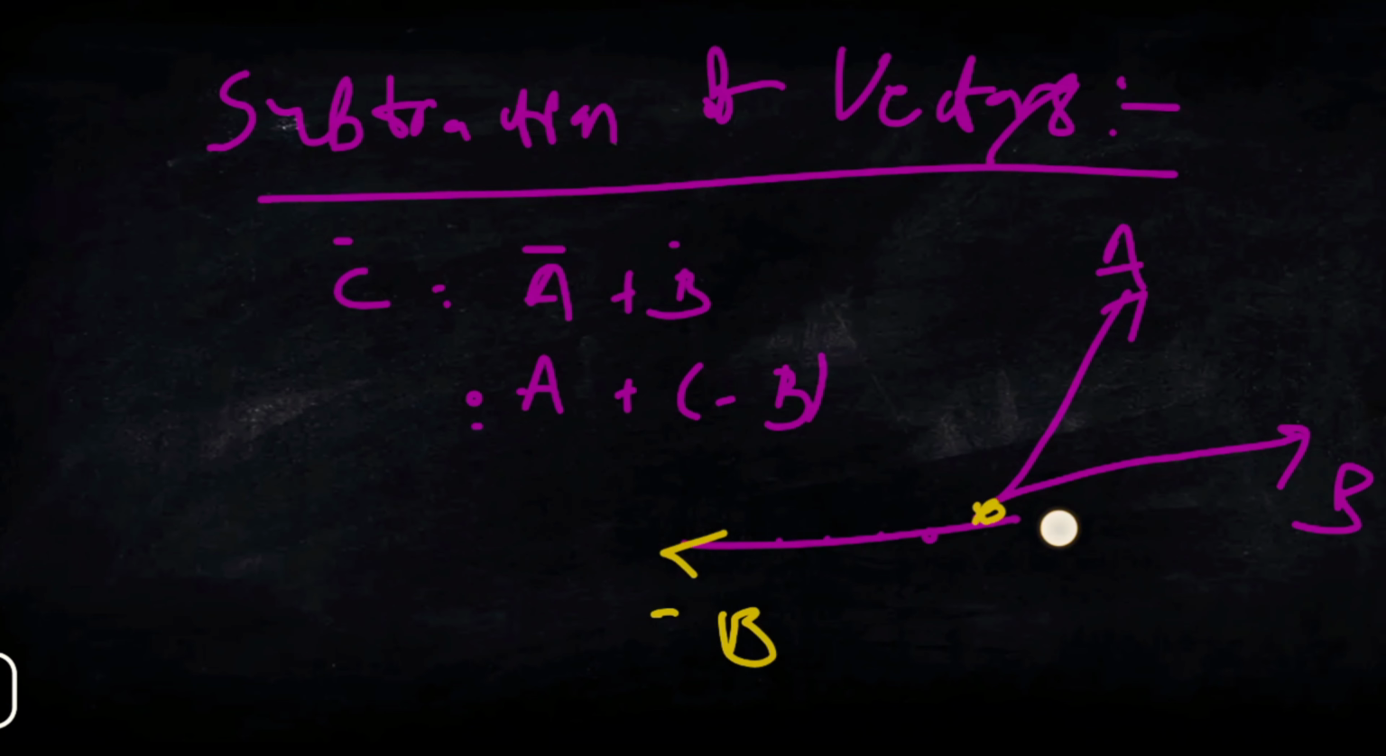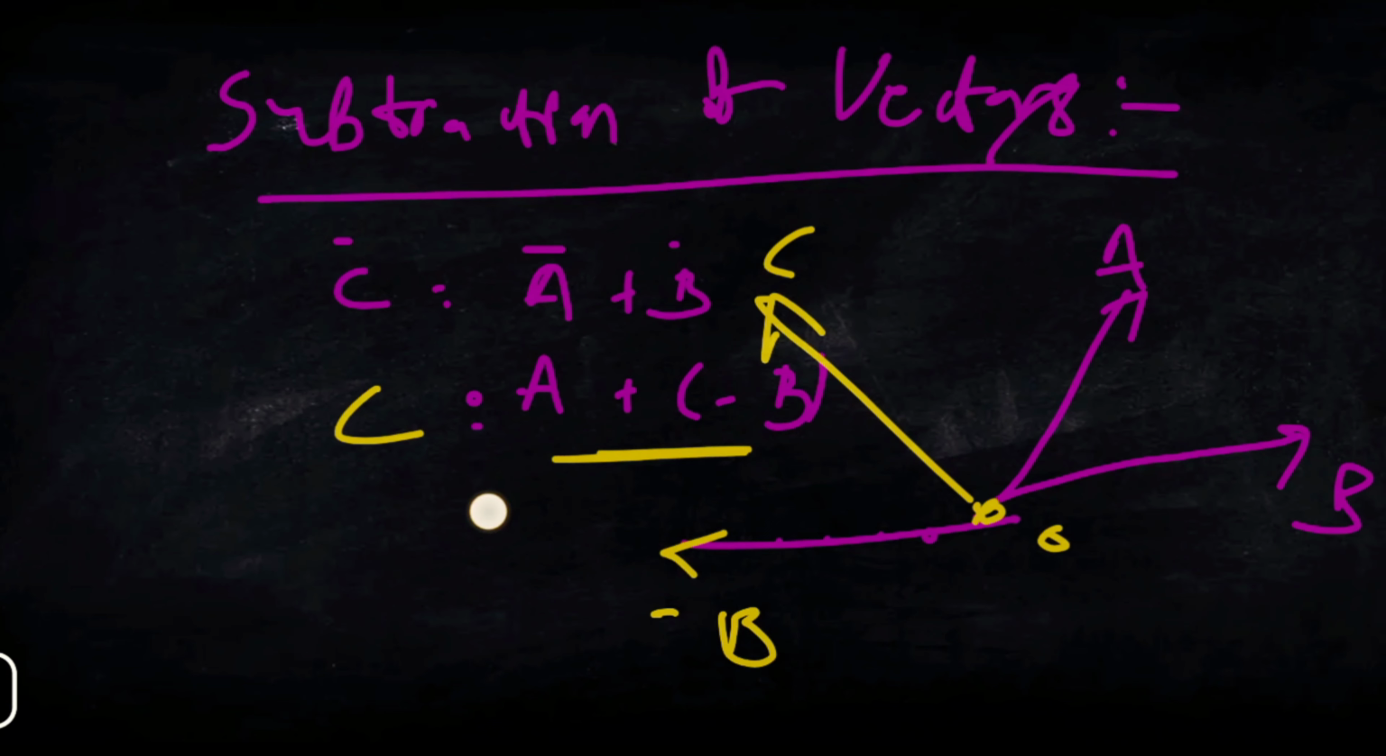Assume that two vectors are previously A, B. Similarly we take the negative of that. The resultant of the negative is C. This is C equal to A minus B. The same principle, the parallelogram rule, we are using. Next, subtraction of vectors is over.